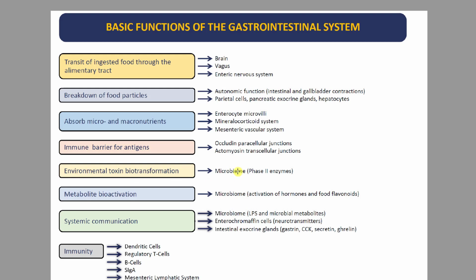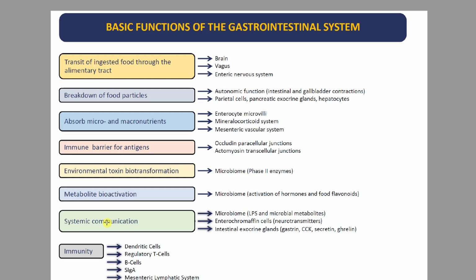So this is where we get into phase 1 and phase 2 liver detoxification, which our microbiome plays a role there. And again, your microbiome is looking good. So that is what environmental and metabolite bioactivation and transformation is. And then you have systemic communication, basically things that pass through the intestinal wall. They make it through detoxification.